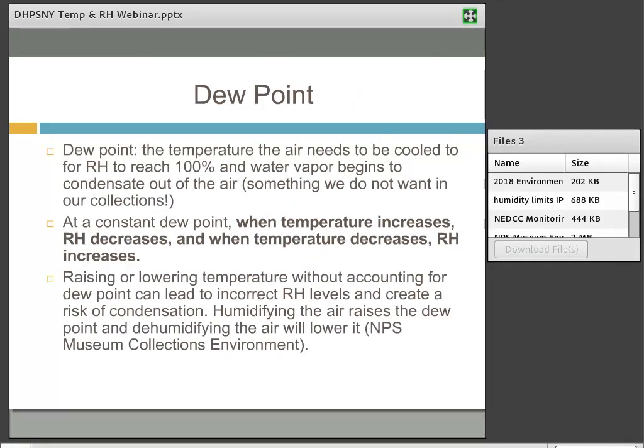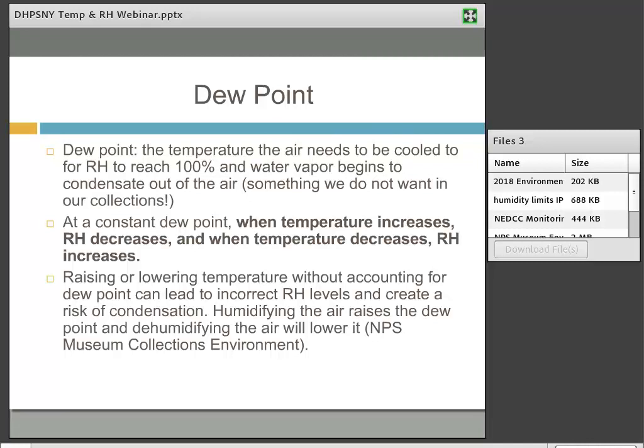There's one other thing that you should be aware of, and that is dew point, which is the temperature the air needs to be cooled to for relative humidity to reach 100%, which is the point at which water vapor begins to condense out of the air. Obviously that's something that we don't want in our collections. So at a constant dew point, when temperature increases, relative humidity decreases. And when temperature decreases, relative humidity increases. That means that raising or lowering the temperature without accounting for dew point can lead to incorrect RH levels, and it can create a risk of condensation.